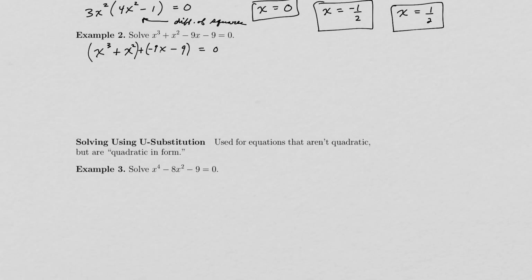Okay, now what can I pull out of that first group? Well, I can pull out an x squared, and I'm left with x plus 1. What can I pull out of the second group? So hopefully I end up with x plus 1. Well, actually, if I take out a negative 9, right, I'll be left with x plus 1. So now that x plus 1 is common to both terms, I can factor it out front.